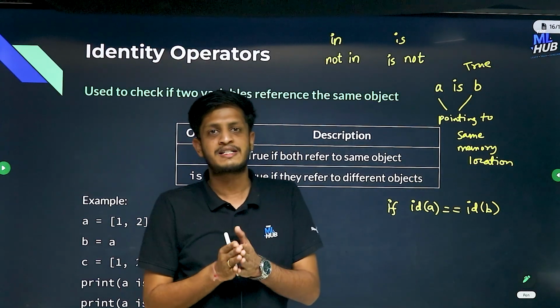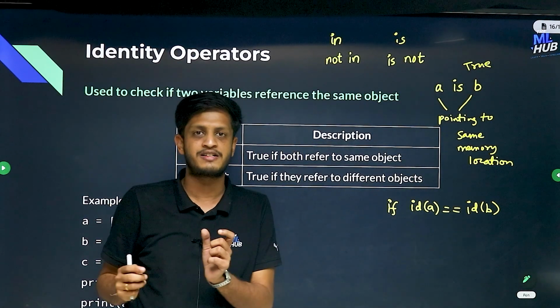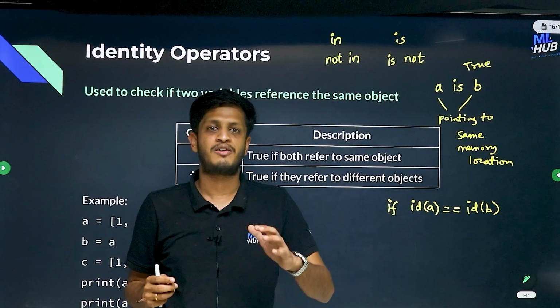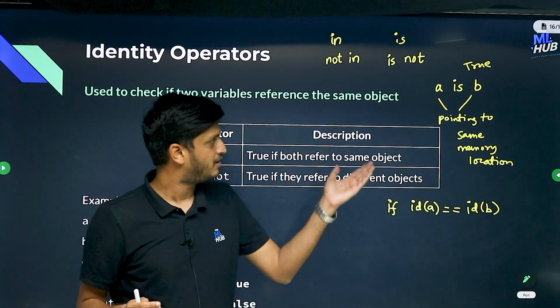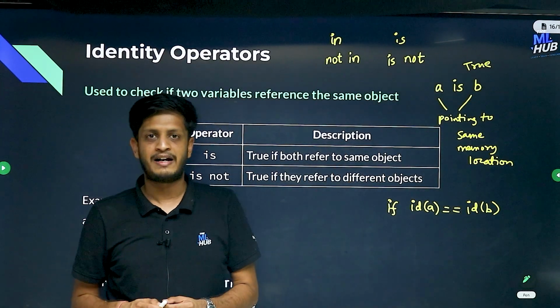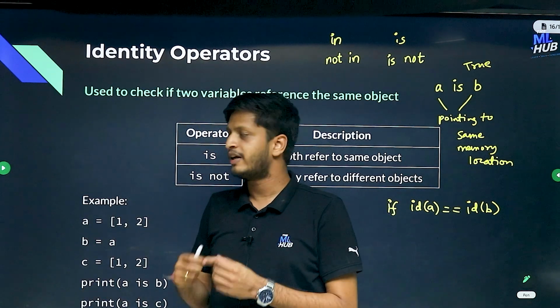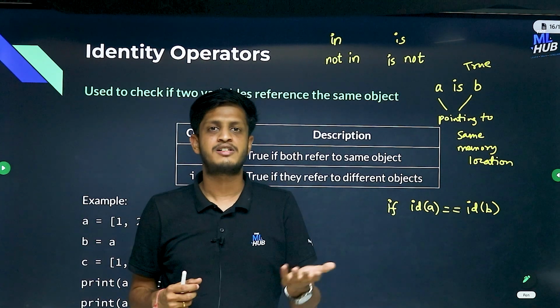You would not have been able to understand it before we did this lecture, right? Because in this lecture we understood what ID means, or what the address of a variable means. So this is what the identity operator does. It just checks whether two variables are pointing to the same memory location or not.